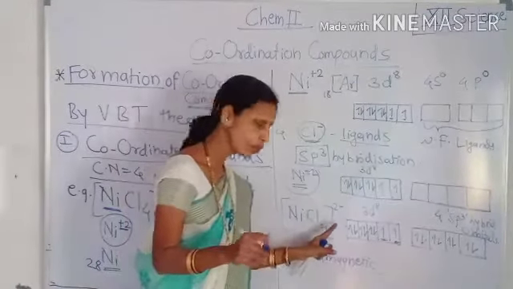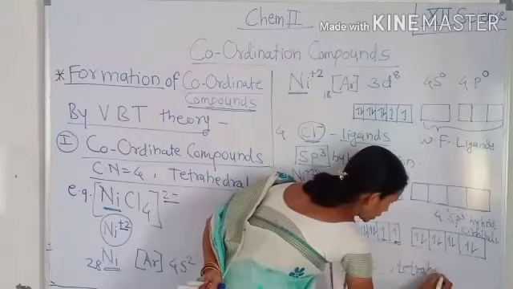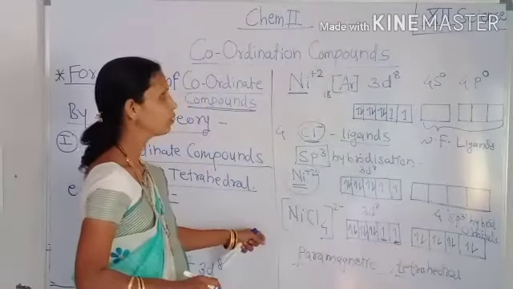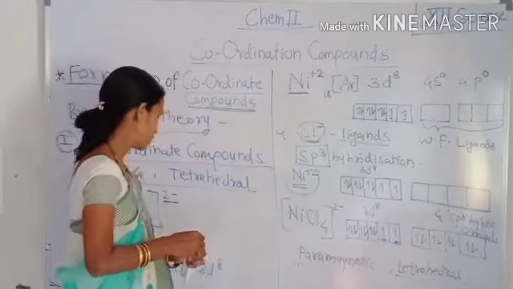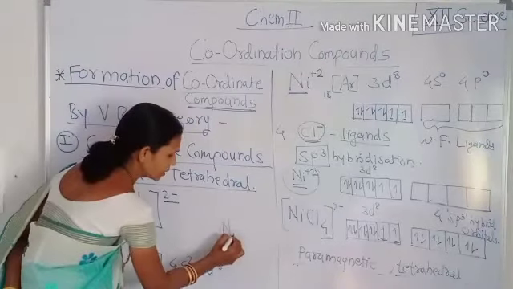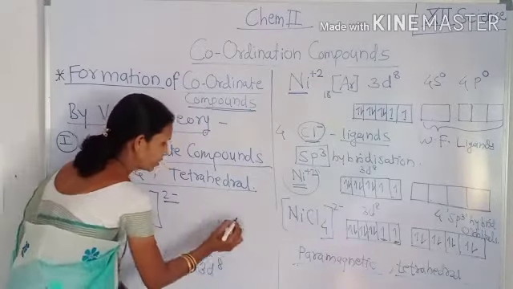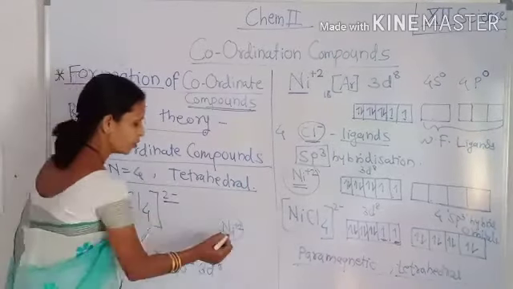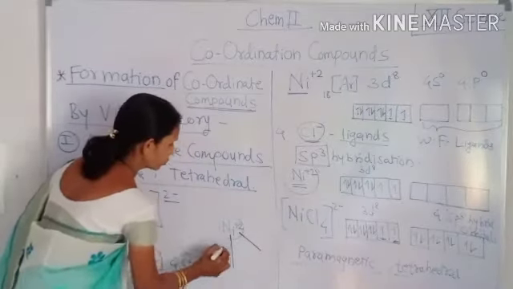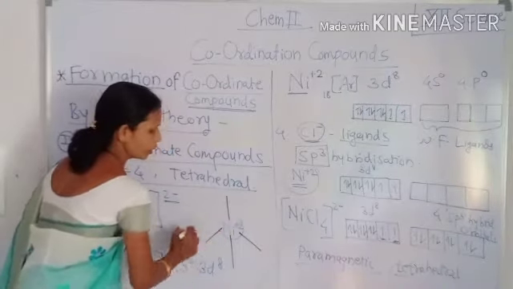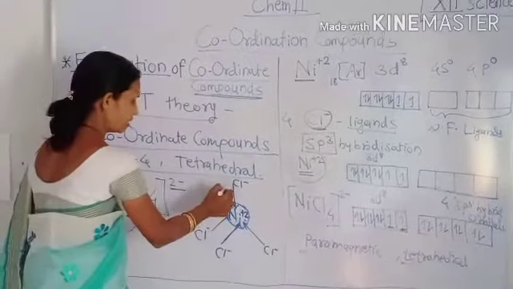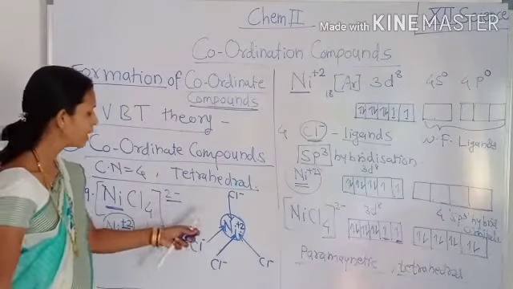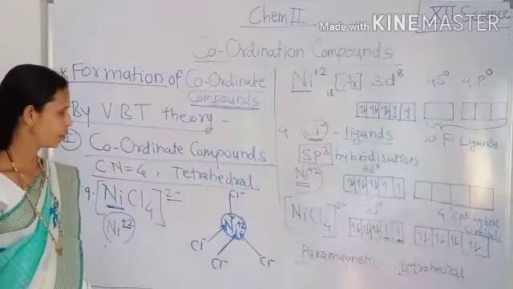Therefore, the coordinate compound formed here has tetrahedral geometry. Then the geometry of this complex is like this: the central metal ion, that is Ni2+, is at the center, which is surrounded by 4 chloro ligands. That is the tetrahedral geometry of the [NiCl4]2- coordinate compound.